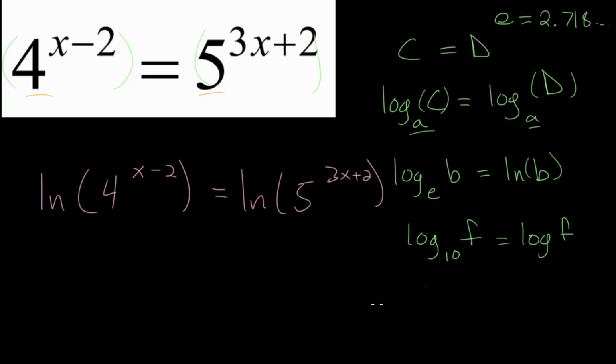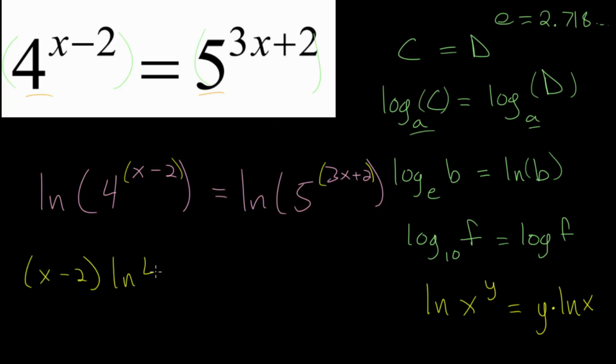Since we know that if, let's say, we have the natural log of x raised to the y power, we can bring the y down in front so that we are multiplying y by the natural log of x. And these are equivalent to each other. This is one of the most important properties of logarithms. And in this case, we have exponents for both of these, and we will bring those down in front so that we're multiplying. We have x minus 2 multiplied by the natural log of 4, and this is equal to 3x plus 2 multiplied by the natural log of 5. And keep in mind that the natural log of 4 and the natural log of 5, those are both just numbers.